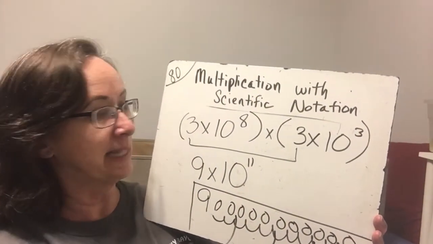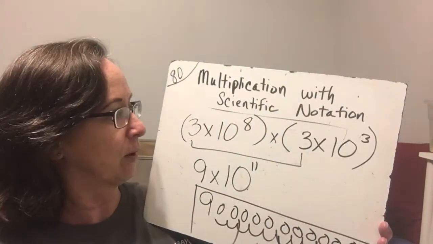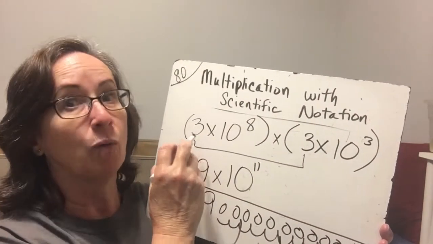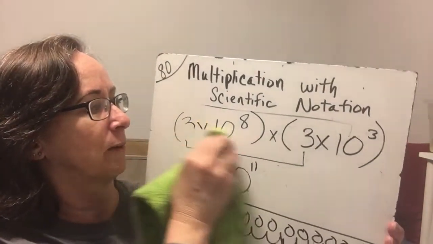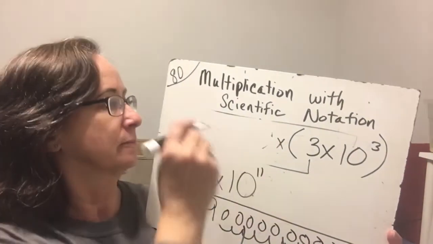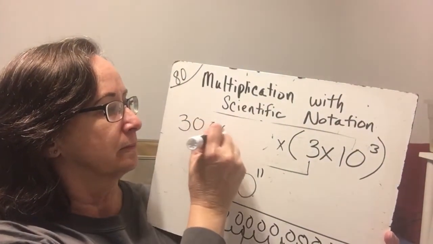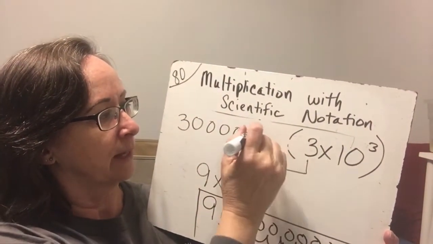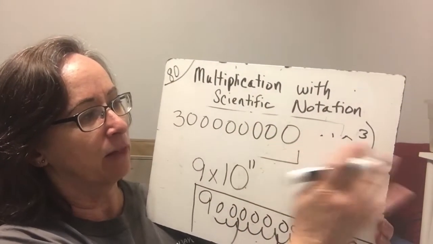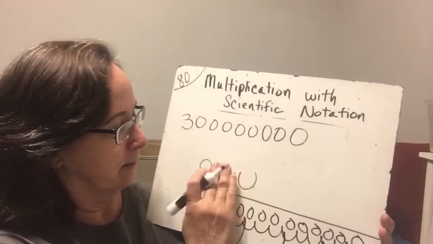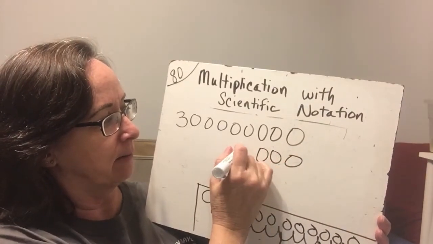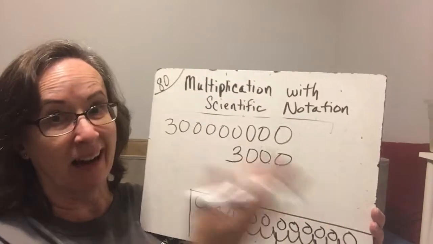So now we're going to do the same thing, but we're going to use our standard form. So 3 times 10 to the 8 is going to be 3 with 8 zeros. So we'll just erase this. 3 with 8 zeros. 6, 7, 8. And now we've got 3 times 10 cubed. Okay, so 10 cubed has 3 zeros and a 3 in front. So now we're multiplying all of this together.